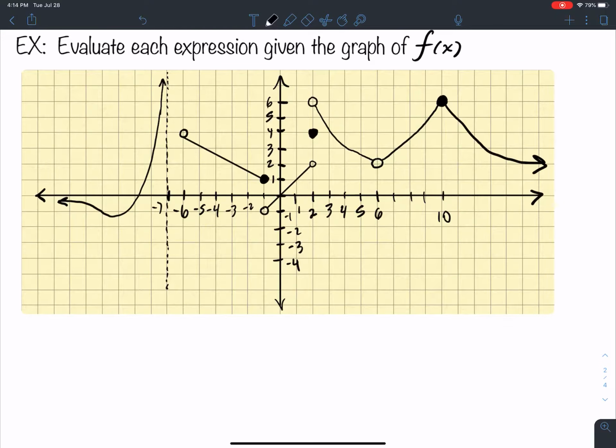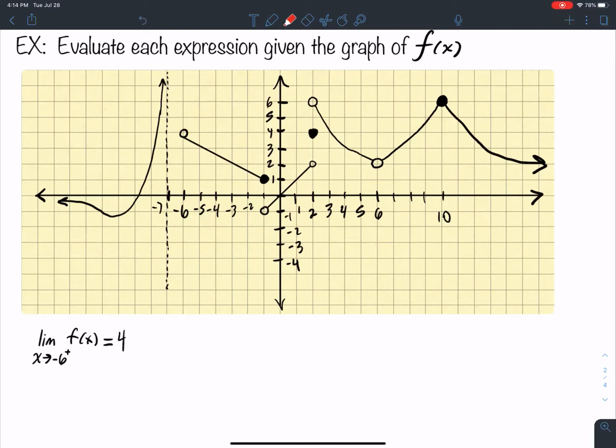So in this video, we're going to evaluate each expression given the graph of the function. So I have this graph f of x, and I want to evaluate the limit as x approaches -6 from the right. Okay, -6 from the right, so I'm approaching -6 from the right. So what is this going to? It looks like it's going to 4.